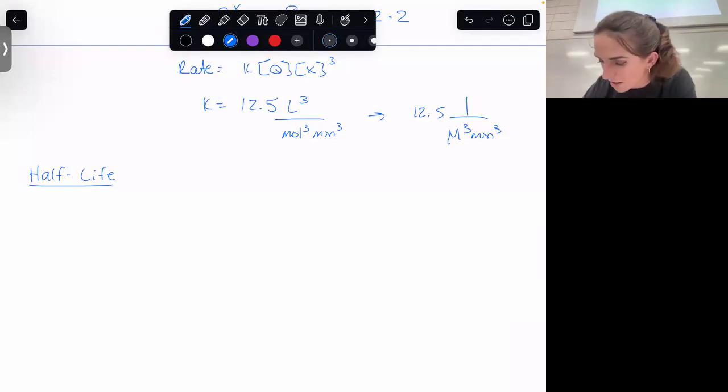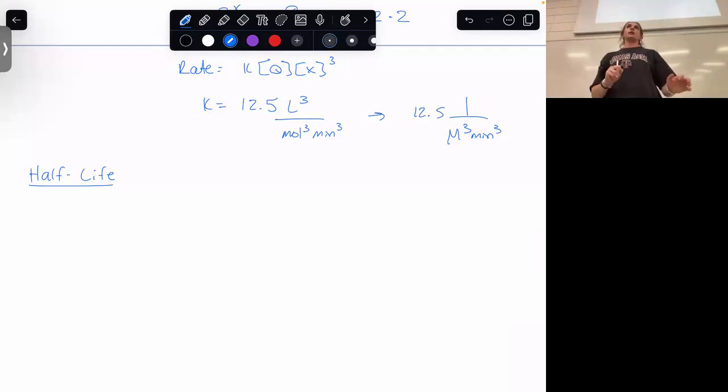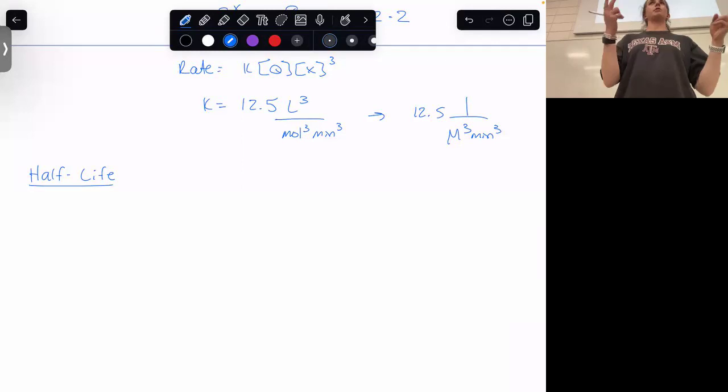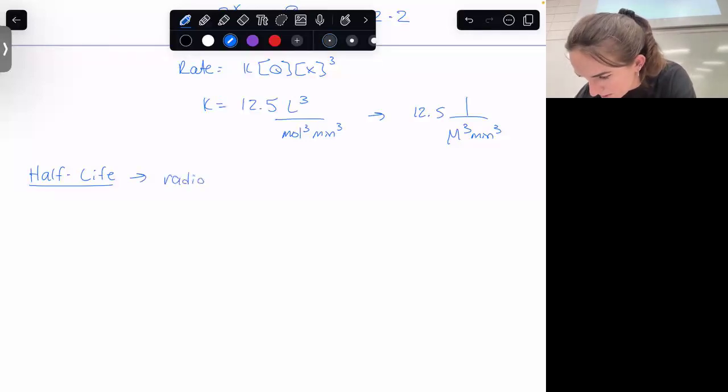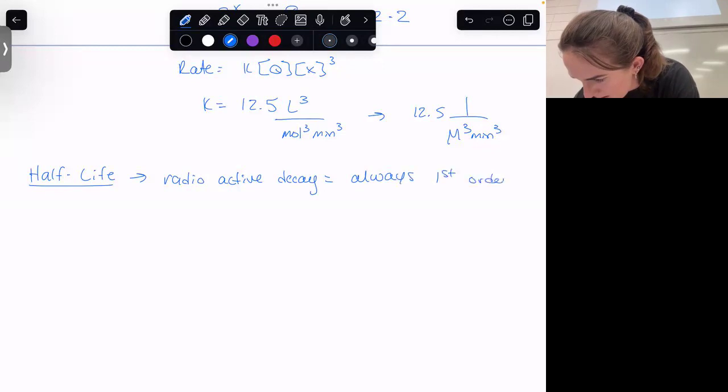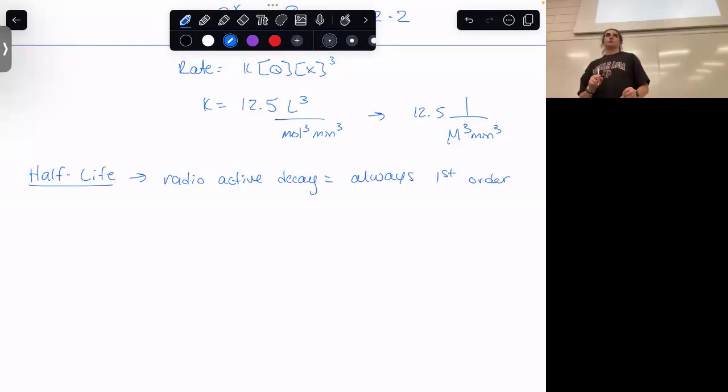So for half-life, there is a half-life formula for zeroth, first, and second order. But for the most part, it'll probably ask you a radioactive decay question, and that will always be a first order reaction.